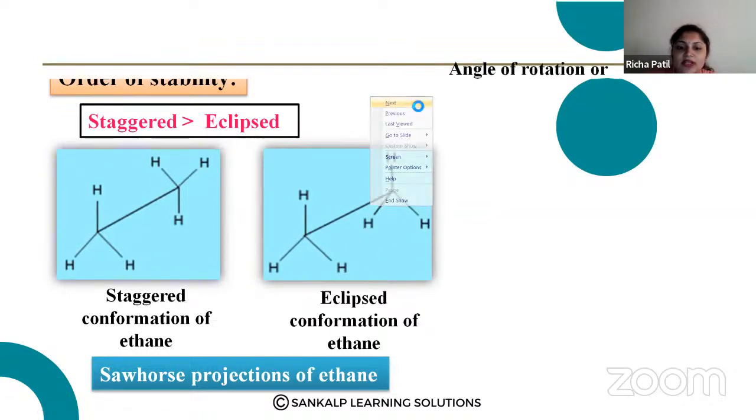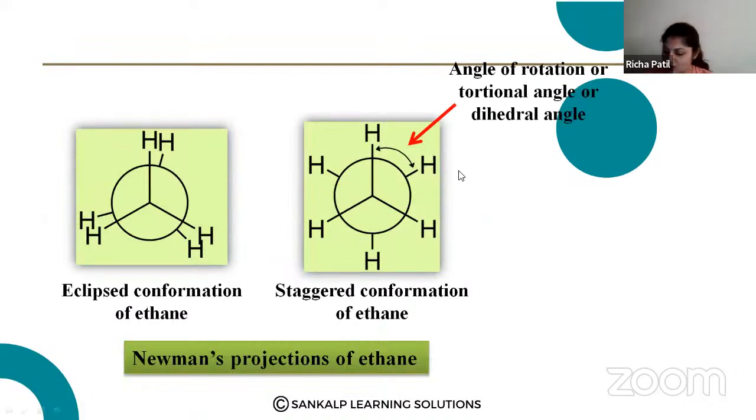Next we'll see the Newman projection. These are the Sawhorse projections. How we represented ethane in Sawhorse projection, this is by Newman projection. So Newman projection, how do you write? The rear carbon, okay, the front carbon is here. So front carbon with its hydrogen.